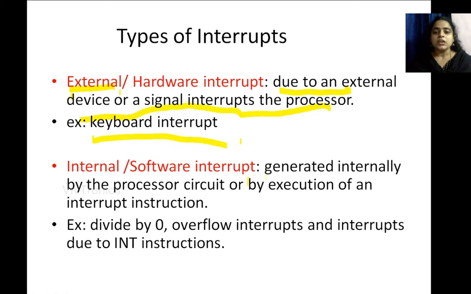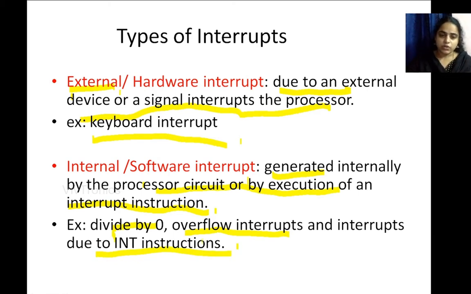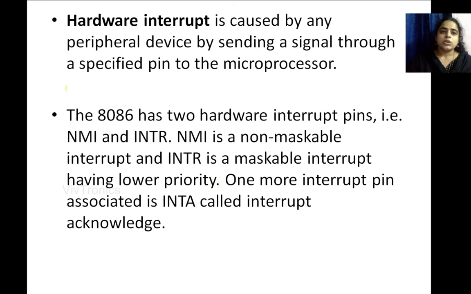A software or internal interrupt is generated internally by the processor circuit or by execution of an interrupt instruction. So this is the software interrupt that occurs internally. Examples of software interrupts are divide by 0, overflow interrupts, and interrupts due to INT instructions. Now we are going to see a brief about hardware interrupts and what happens for the NMI and INTR pins in association with the registers of 8086.